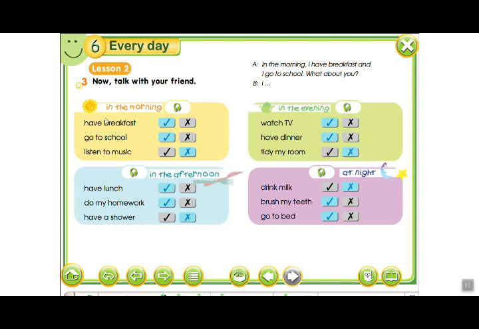Okay, so this is a speaking exercise, so you should speak and try to make another dialogue like this. Okay, so you can start with this. In the morning, I have breakfast and I go to school. What about you? What do you do in the morning? Do you have breakfast? Or do you go to school? Or do you listen to music? Do you watch TV in the evening? Do you have dinner? Do you tidy your room? What do you do? Okay, so try to practice them, or you can write them on a paper and share them on the group of WhatsApp.